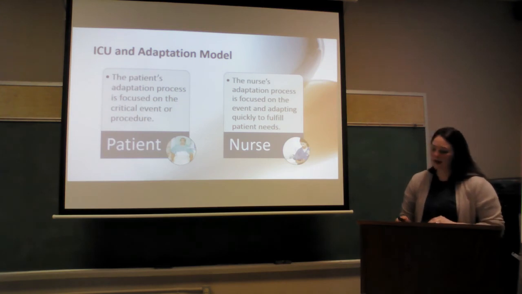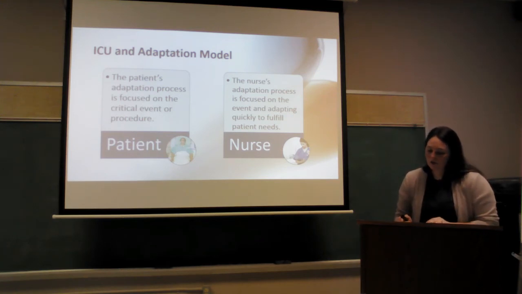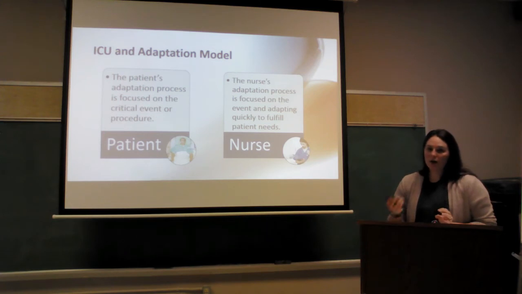So let's talk about a case study. You have a patient just arrived to the unit, post-motor vehicle crash. The patient is intubated and has several injuries, including a subdural hematoma, fractured femur, and several broken ribs. You arrive in your patient's room to assess the current situation and priorities. Following the Roy Adaptation Model's six-step nursing process, we're going to go through all of these steps.